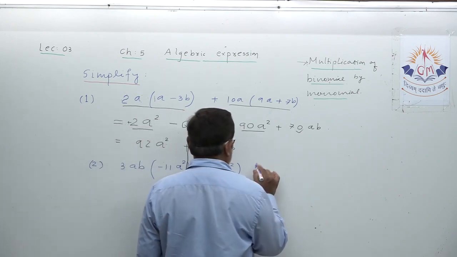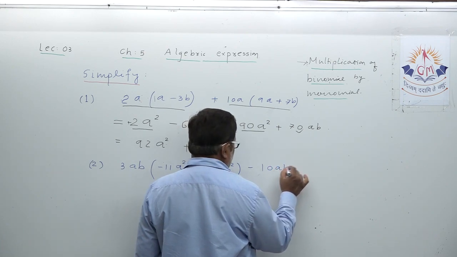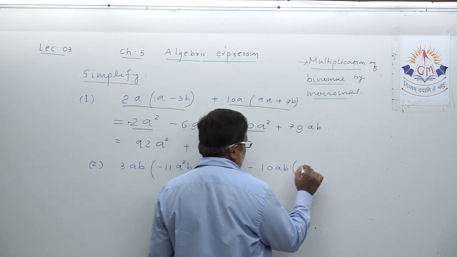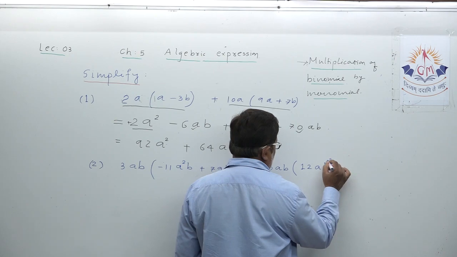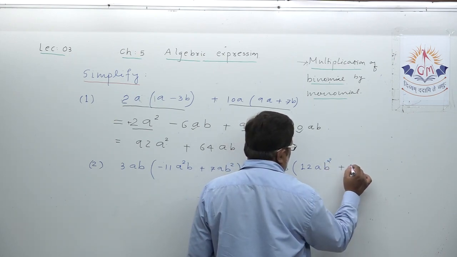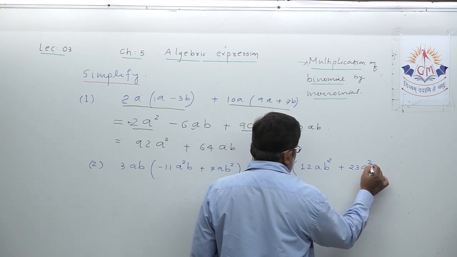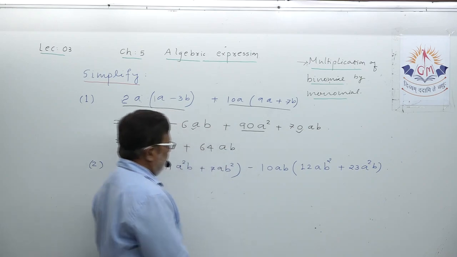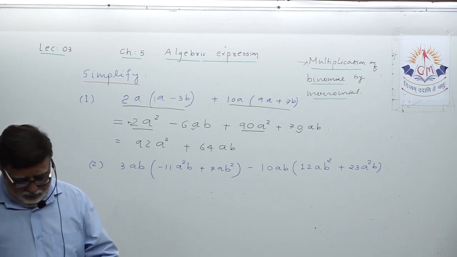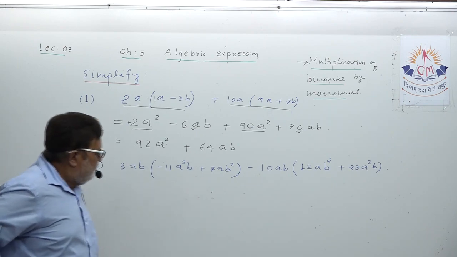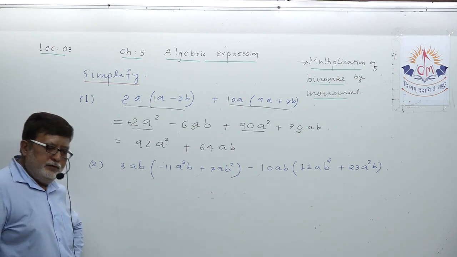Then minus 10 ab in bracket 12 ab square plus 23 a square b. Suppose such an example of simplification is given. How can you solve such an example?